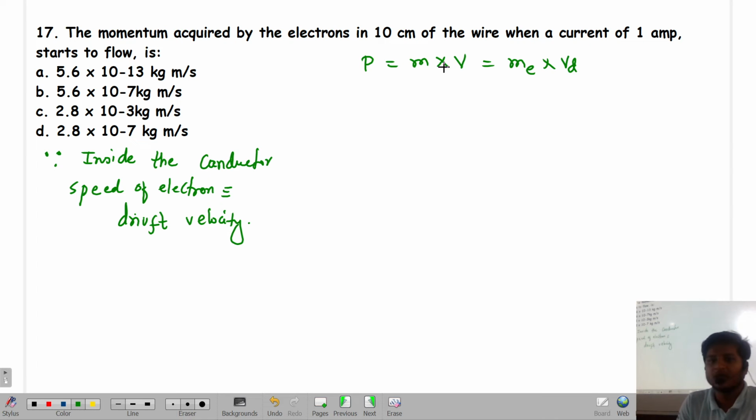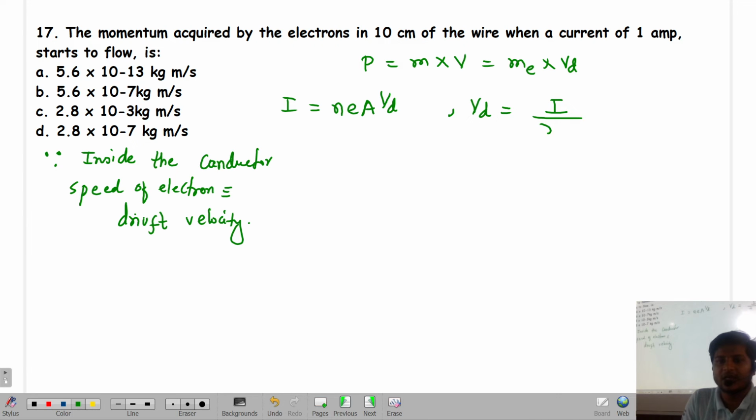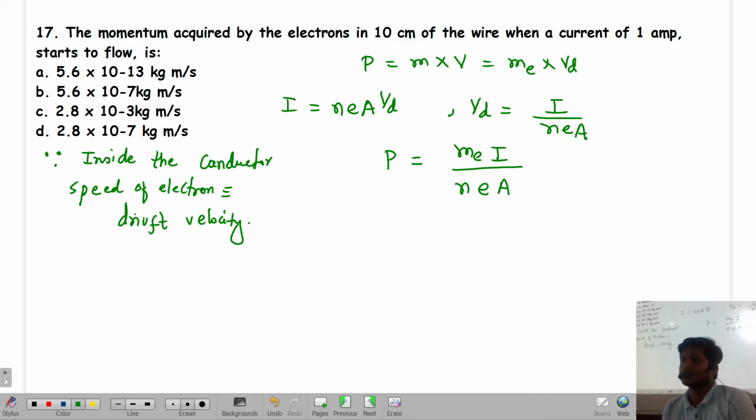Drift velocity is what? You know I is equal to n e A v_d. Yes or no? So drift velocity will be current by n e into area A. But here only length is mentioned. Yes or no? So this is the most important question. How to solve this? So momentum is equal to mass into current divided by n into charge of one electron into area A. Got it or not?